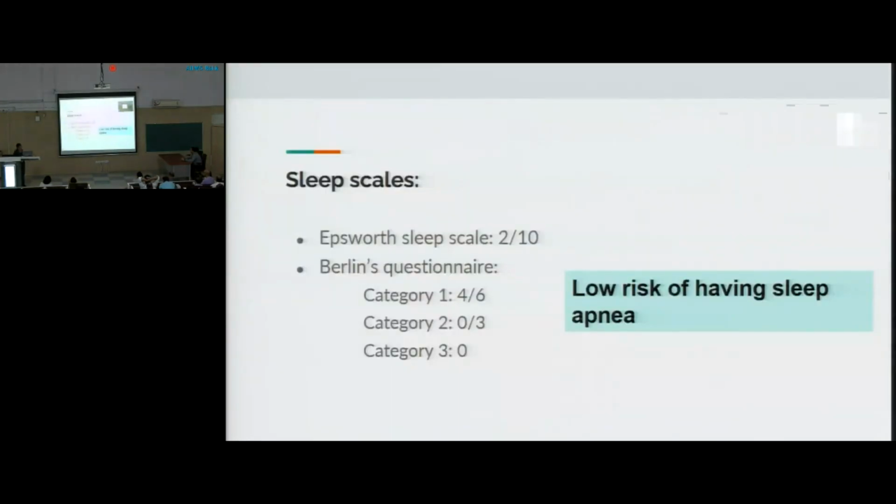Since the patient gave a history of snoring, we also did sleep scales: the Epworth scale and the Berlin questionnaire. In the Epworth scale, the patient scored 2 out of 10, giving a history of sleeping after lunch and when driving in a car without a break for half an hour. In the Berlin questionnaire, categories 2 and 3 were 0, none of the questions were positive, and in category 1 it was 4 out of 6. Since only one category was positive, it showed a low risk of sleep apnea.